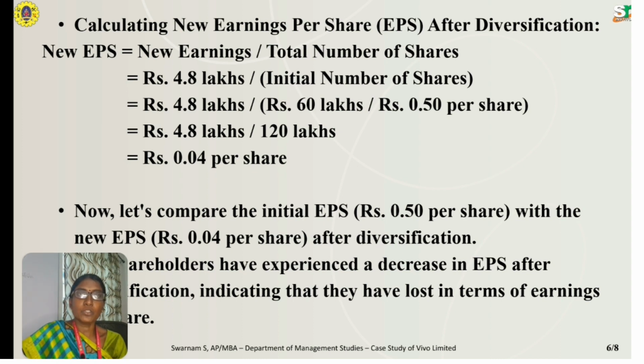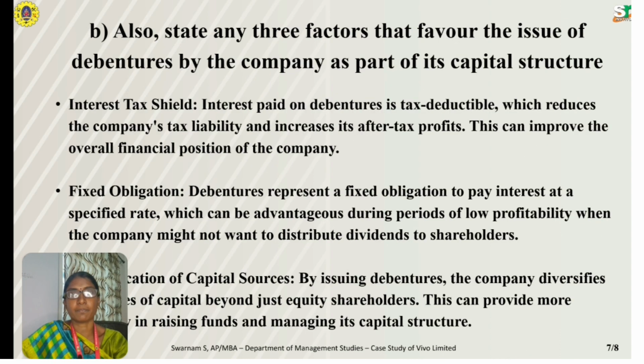When we compare to the previous year, as we saw in the introduction of the case, in the previous year the EPS per share is 0.50 and the new EPS is 0.04, that is after the diversification. So, here we can come to a conclusion: the shareholders would have experienced a decrease in the EPS after the diversification. Hence, it indicates that the shareholders have not gained any extra amount, they have lost their earnings per share.